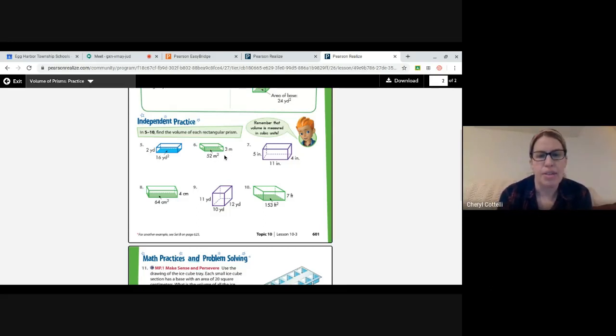You take that, multiply 52 times 3. And if you think 3 times 2 is 6, and then 5 times 3 is 15, so 156 cubic meters. So all you have to do for 10.3 is multiply base times your height. And that's it.